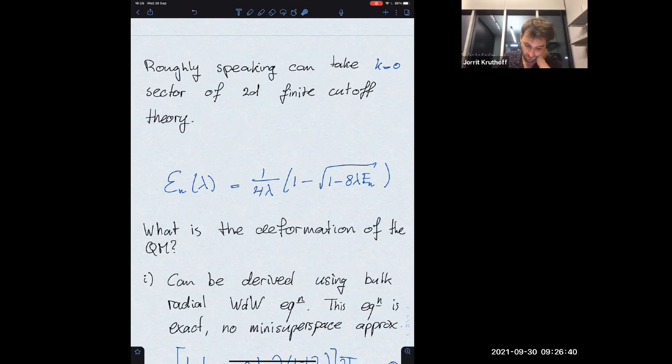So if you look at the deformed energy spectrum in the 2D TTbar theory, and you set k equal to 0, then you get an expression that looks like this. It's this deformed spectrum that you would expect, so the deformation that you want to do in the quantum mechanics should reproduce this particular deformed spectrum. And of course, now the question is, okay, how can we reproduce this type of spectrum?